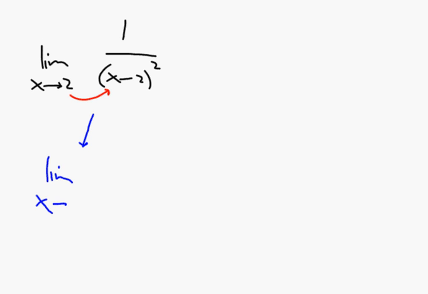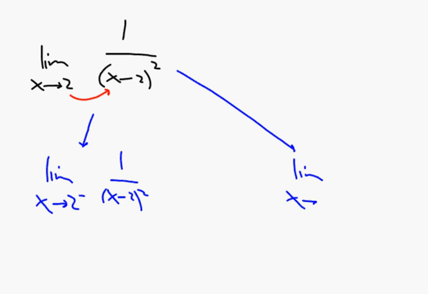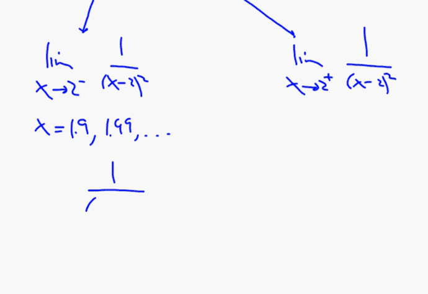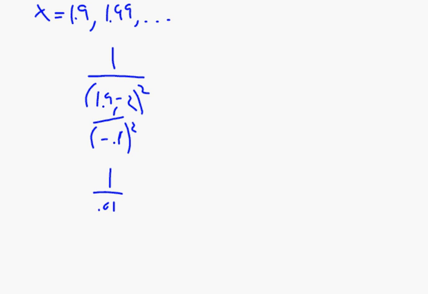So we have to resort to considering two limits. The limit as x goes to 2 from the left of 1 over (x minus 2) squared, and then this other limit, the limit as x goes to 2 from the right of 1 over (x minus 2) squared. Okay, so you can start to see it might be tough to calculate these things, at least in our head. So for example, let's consider numbers that are left of 2. It might be a number like 1.9 or 1.99 and so forth. If I plug one of these numbers in, I get 1 over (1.9 minus 2) squared. 1.9 minus 2 is negative 0.1, and if I square that, I get positive 0.01. So I'm getting 1 over 0.01, or 100.